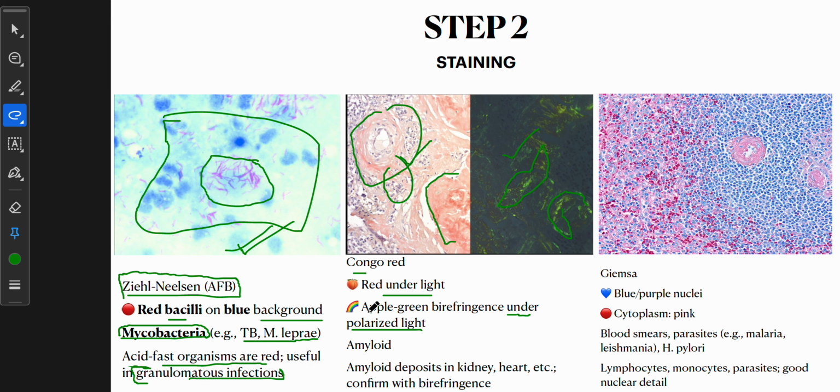In polarized light, there is apple green birefringence seen, and typical examples are amyloidosis, and amyloid deposits in kidney and heart, confirmed with birefringence. That is how it occurs.